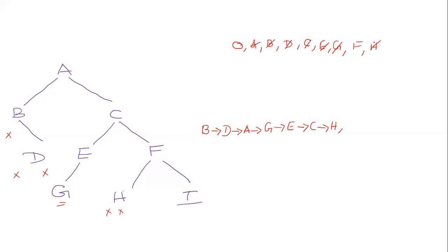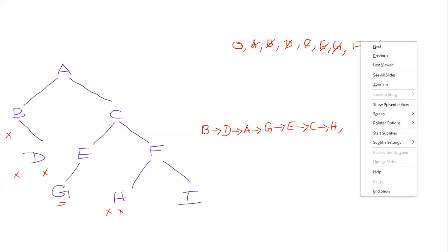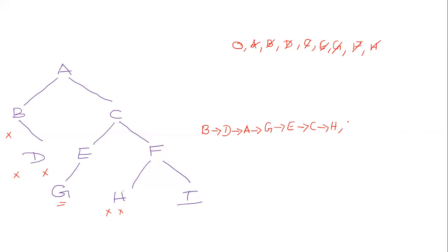Then we pop F from the stack and we process it. F is having a right child, so that will be added onto the stack. If I is added onto the stack, then I is again a terminating node, so that's going to be processed finally, and now it's going to be I here.